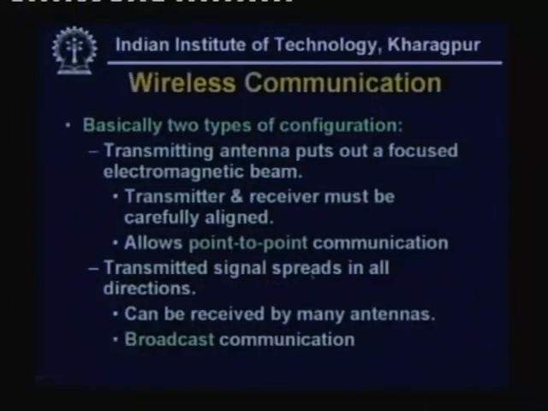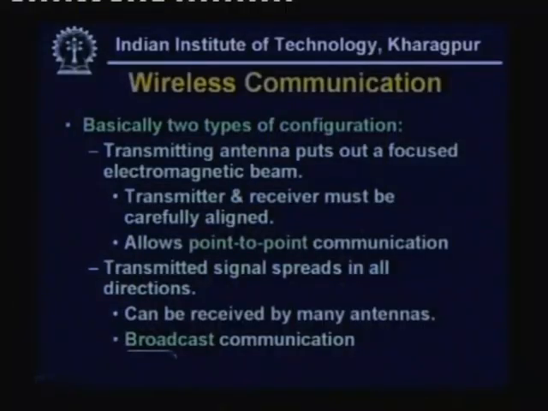The second possible configuration is that the transmitted signal spreads out in all directions. In such a situation, the signal can be picked up by many receivers with the help of antennas. So the signal can be received by many antennas. This is called broadcast communication. So as we shall see, we have two basic configurations, point to point and broadcast, and there are various ways of doing it, as we shall see.